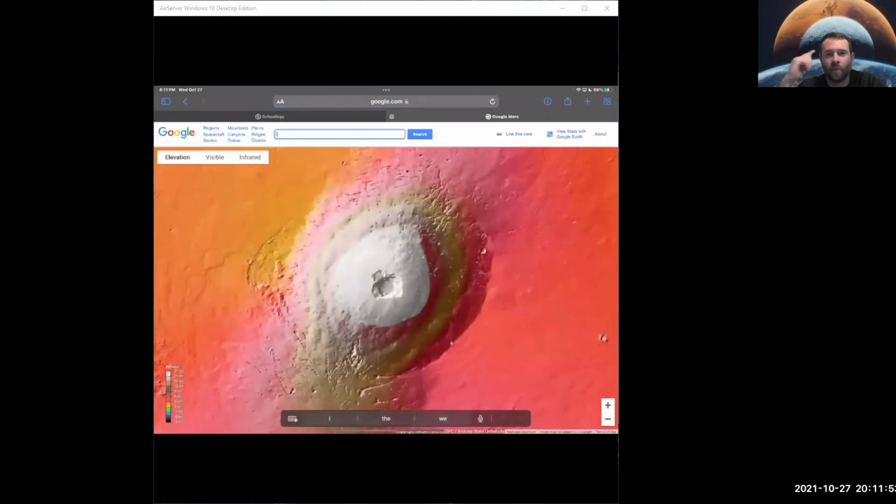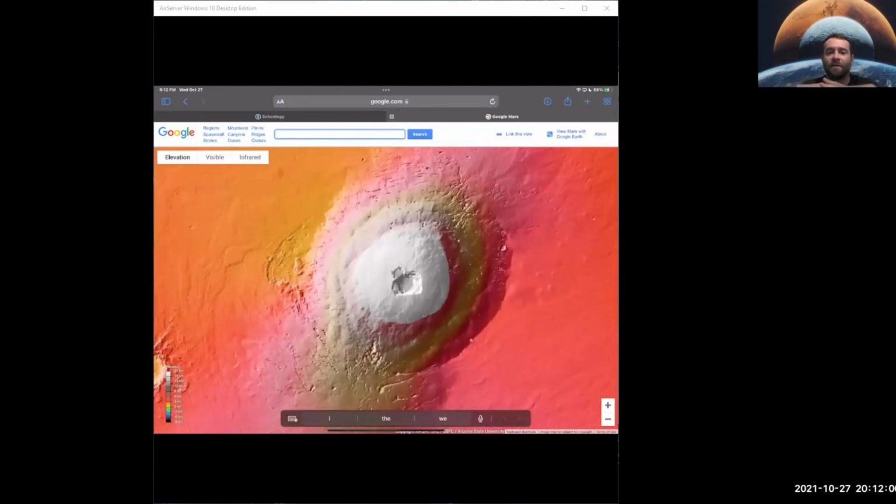Okay, so this is really cool. Everybody knows about Google Maps. Everyone knows about Google Earth. What they don't know is that Google has also put together maps of both Mars and the moon.